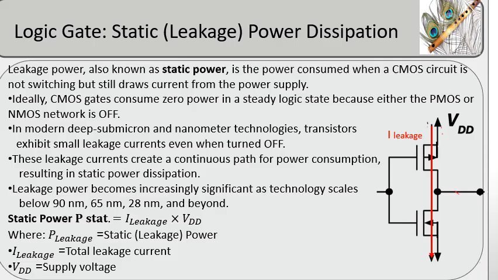As technology continues to scale, thinner gate oxides, shorter channel lengths, and lower threshold voltages significantly increase these leakage currents. Although the leakage current of a single transistor is very small, the combined leakage from billions of transistors on a chip results in considerable static power consumption. This continuous power dissipation reduces battery life, increases standby power, raises chip temperature, and accelerates long-term reliability degradation. Therefore, minimizing leakage power has become a major design objective in advanced low-power and battery-operated semiconductor devices.